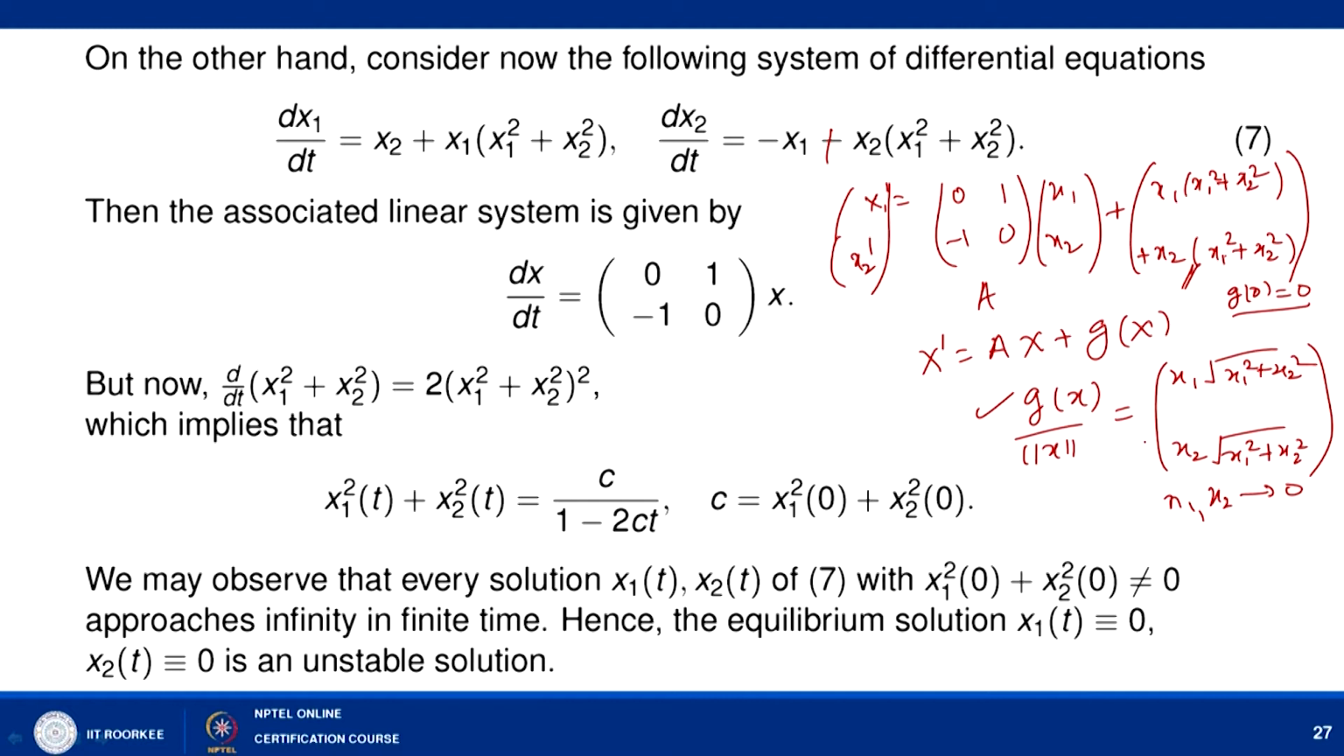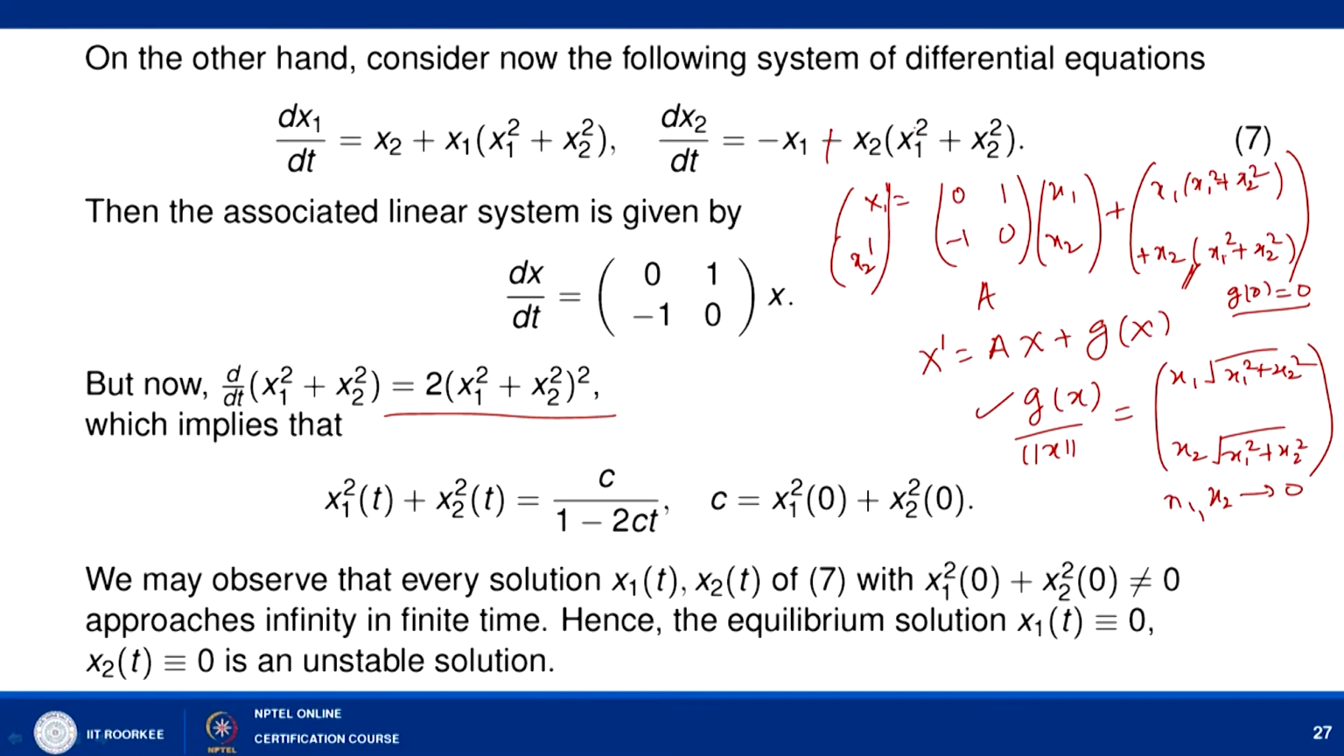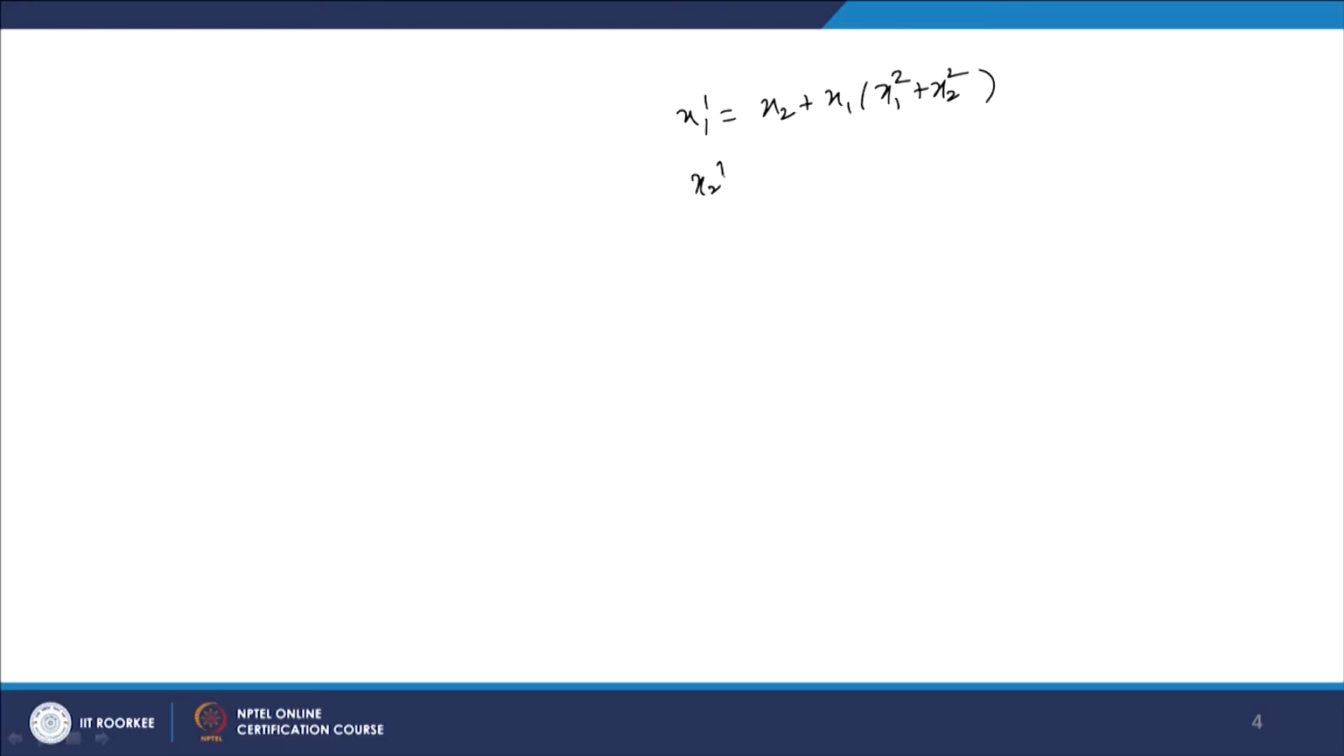Now we do a similar thing and calculate d by dt of x1 square plus x2 square, and we want to show that it is given as 2 times (x1 square plus x2 square) whole square. For that, let me write it here: x1 dash is equal to x2 plus x1 square plus x2 square. I hope it is okay. Now x2 dash is equal to minus x1 plus x1 square plus x2 square.